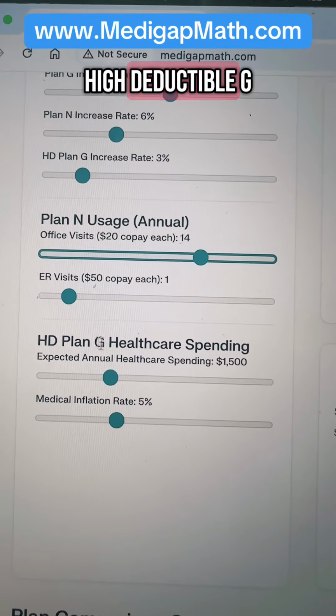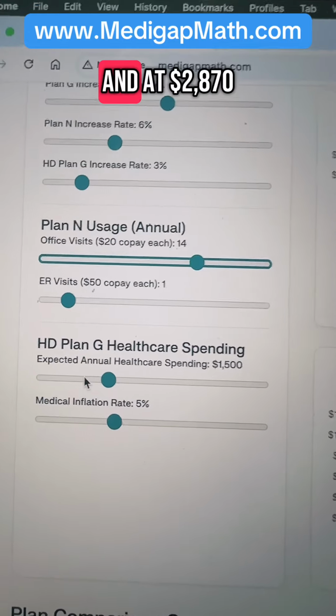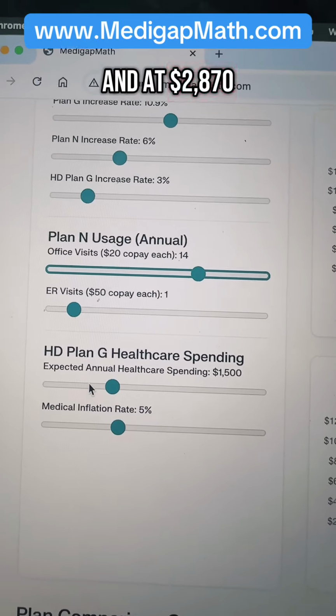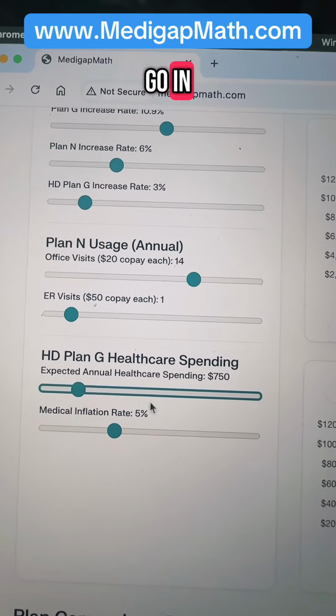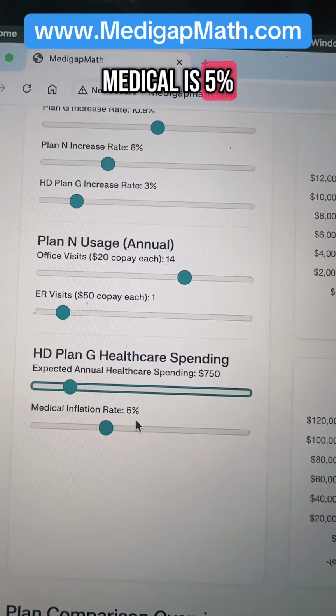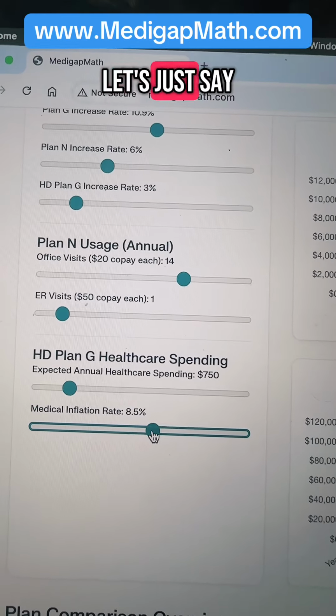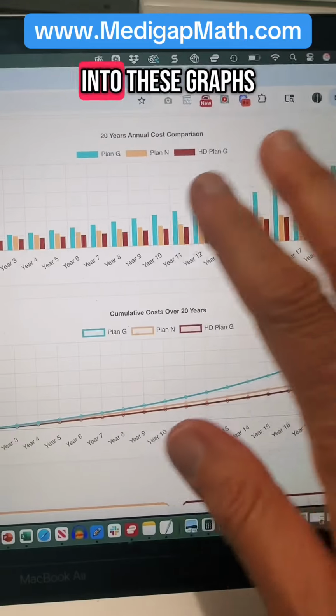And then with high deductible G, you're going to say, you know what, the deductible is $2,870. So what would I probably spend out of pocket? You know what, I hardly ever go in, so let's go with $750. And inflation for medical is 5%, or like, you know what, let's just say it's crazy, or it's 8.5. So then all of this gets extrapolated into these graphs.